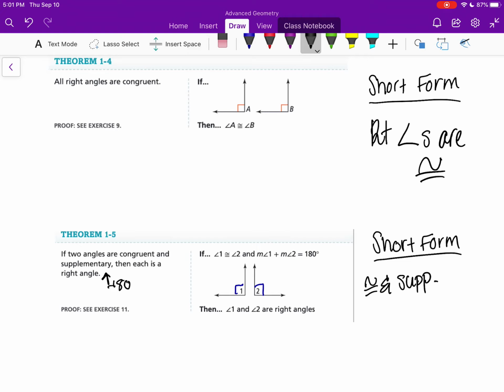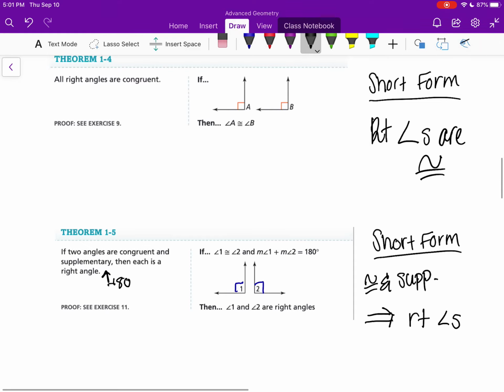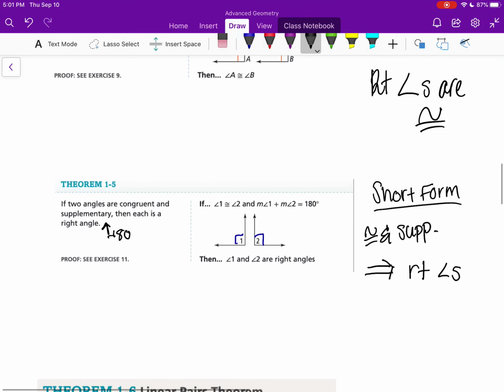I'm going to introduce you to a new symbol. It's going to be like an equal sign with an arrow. Therefore, that's kind of what then, if this, then that, then they are right angles. Okay, that's all your definitions or your theorems.